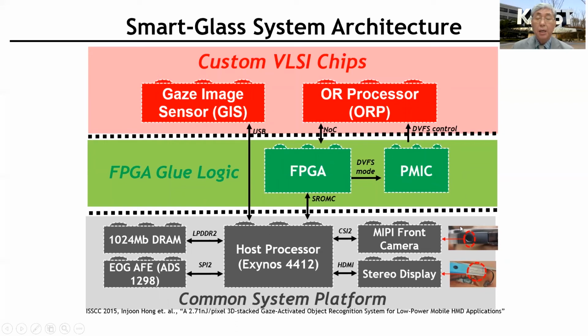We developed a common system platform. It has a CPU with DRAM, the analog front end, and camera front end, and stereo display for the AR, augmented reality glasses. And we developed our chips, a gaze image sensor and object recognition processor. And we developed FPGA glue logic to connect our chips to the common system platform.